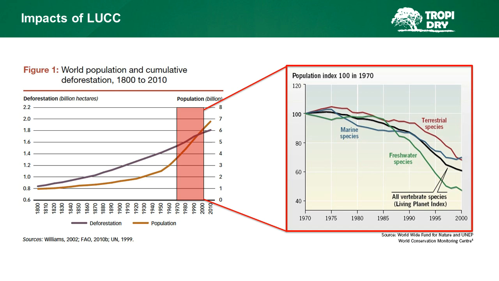But what we can see is that the population index for all of the species present here shows a decrease, an exponential decrease to be specific. So what we can see is that the marine species, the terrestrial species, and the freshwater species all decrease, with the freshwater species experiencing the highest drop compared to 1970.